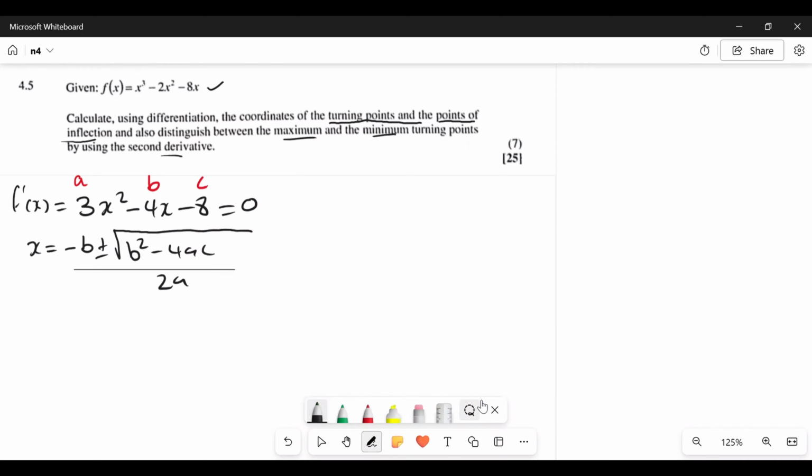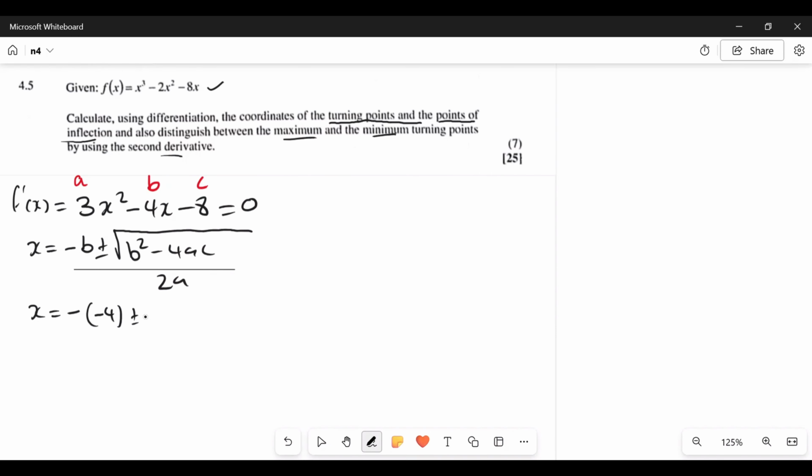Right, so we have to substitute those coefficients and the constant in our equation there. So let's do it. We have x, which is going to be equal to negative b, but in our case, negative b is going to be negative 4. There we go.